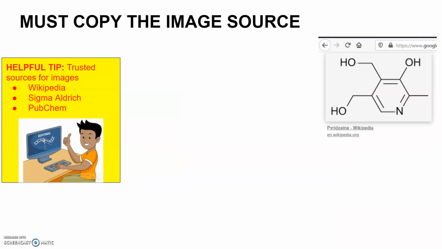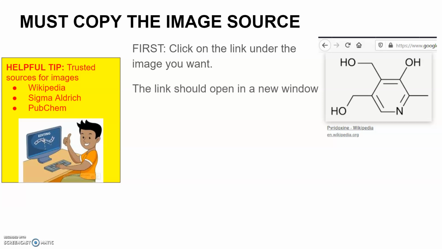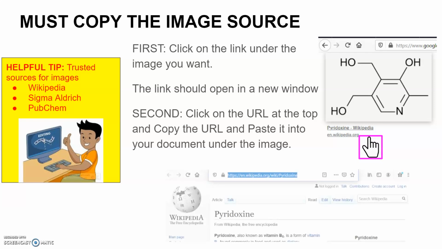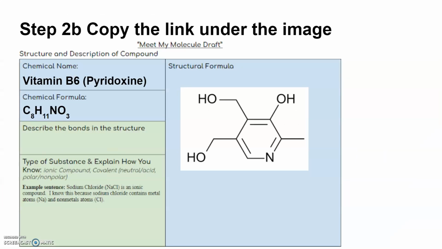Now, the next thing we have to do is make sure we copy the image source. So to do that, you want to first click on the link under the image that you want. So for pyridoxine, there was a Wikipedia link, and Wikipedia is actually pretty good for the structural formulas. This link should open into a new window, and then you can just copy and paste the URL at the top. So I would click on that link underneath the image in my Google image search, and then I would copy the URL at the top. By highlighting all of it and doing Control C, and then Control V, I paste it underneath my structural formula. So that's how you fill out the blue section.